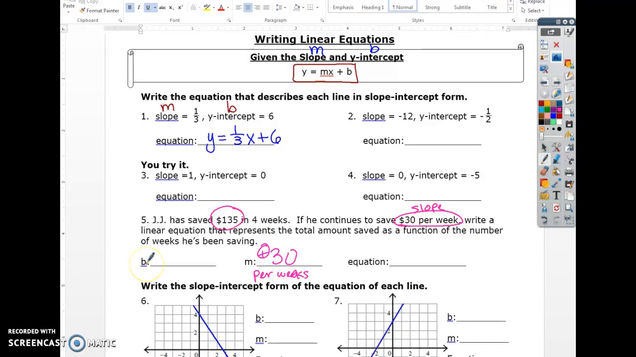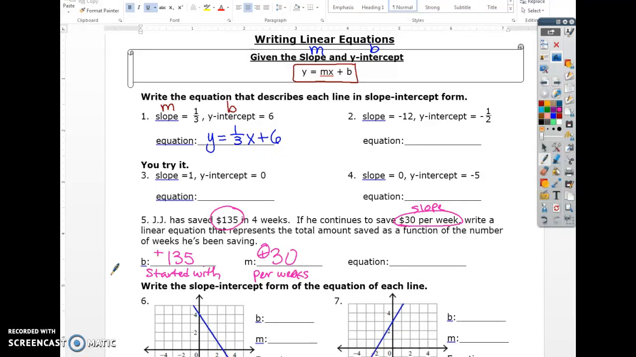What is B then? B is the 135 because B is the y-intercept, and that's how much you start with. So if you want to put down right here that that's what he started with, that's always your y-intercept, how much did you start with? Did you start with a positive number, with a negative number? So this was a positive 135.